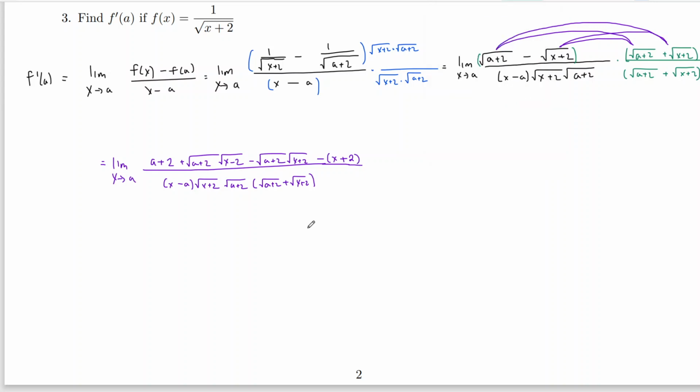We need to have parentheses around the x plus 2. All right, now what you should notice happen immediately is what always happens when we rationalize, and that's the middle terms go away. Now, what are we left with on the top? Because once again, we're not trying to do anything to the bottom until we can cancel. Well, on the top, we have a plus 2. And then if we distribute the minus sign here, we have minus x minus 2. And we have over this whole thing that looks pretty messy at this point, x minus a times the square root of x plus 2 times the square root of a plus 2 times the square root of a plus 2 plus the square root of x plus 2.